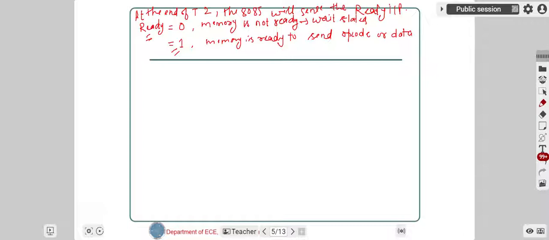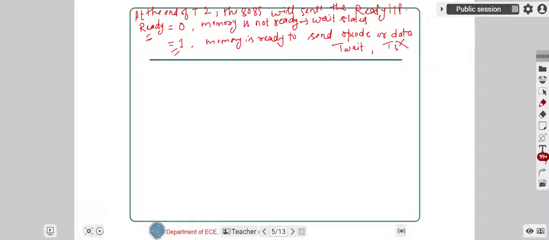In such a case, the next clock cycle will not be termed as T3; it will be termed as wait state. It will be termed as T wait. You can write T wait. You will not write it T3. At the end of the T wait, if the ready input becomes 1, then 8085 goes to T3 state and it will perform the next operation desired.